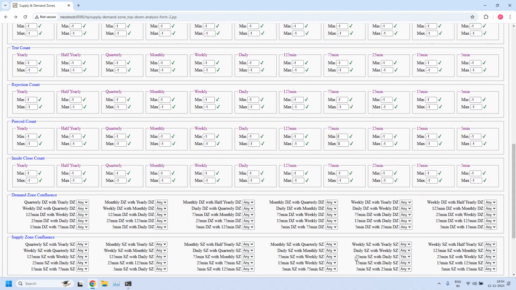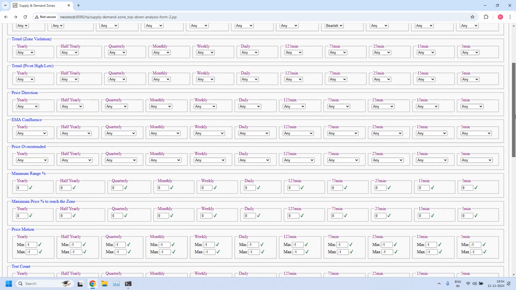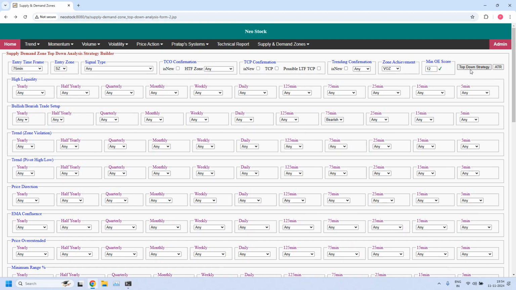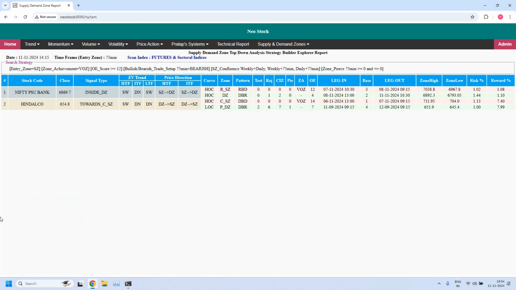Already one filter is enabled, that is 75 minutes with daily supply zone confluence. Second filter, 75 minute supply zone with weekly supply zone confluence. And third filter, daily supply zone with weekly supply zone confluence. All the 3 filters are enabled. With these 3 filters, LTF, ITF, HTF supply zone confluence, we got 2 stocks.